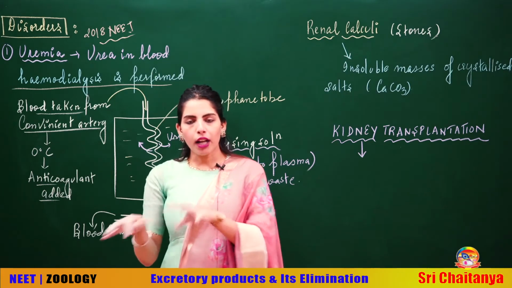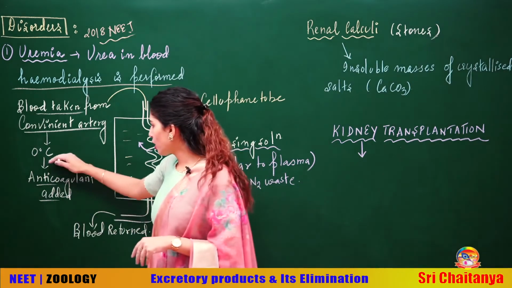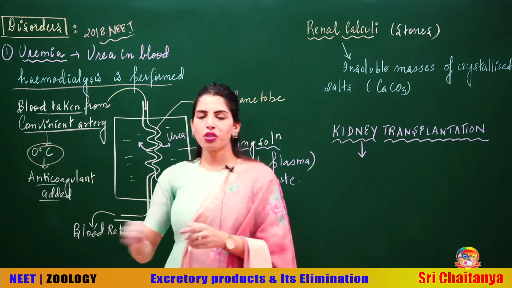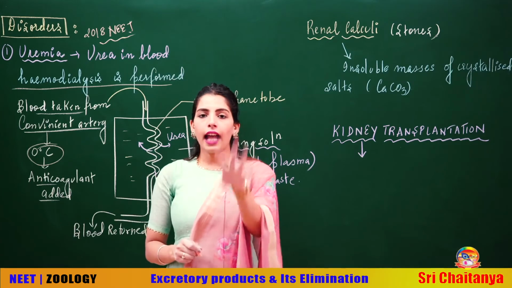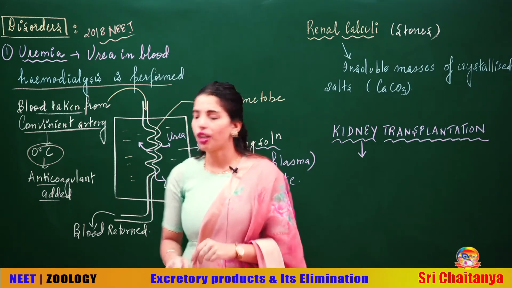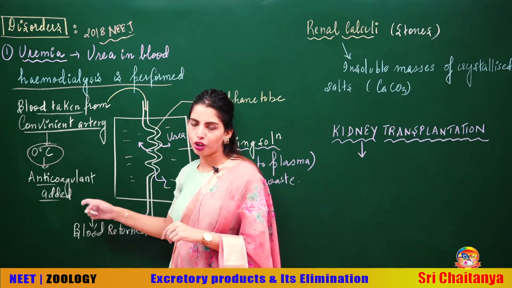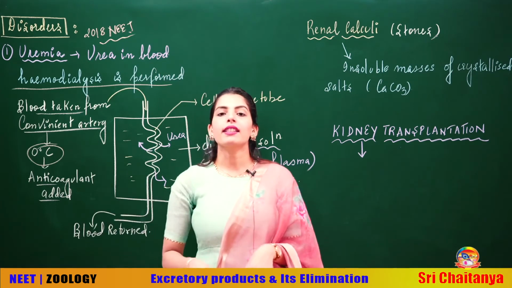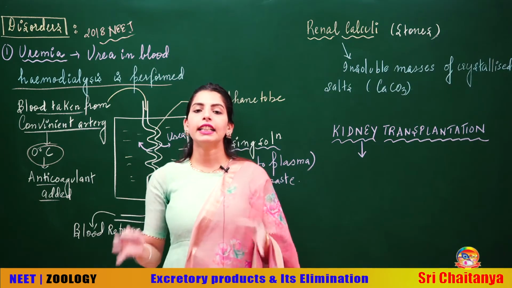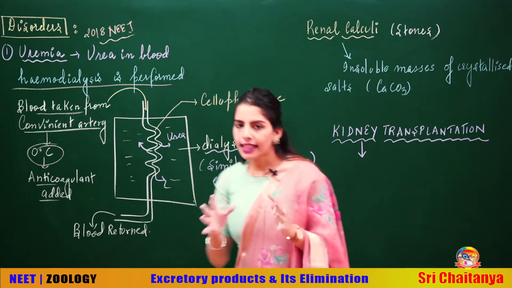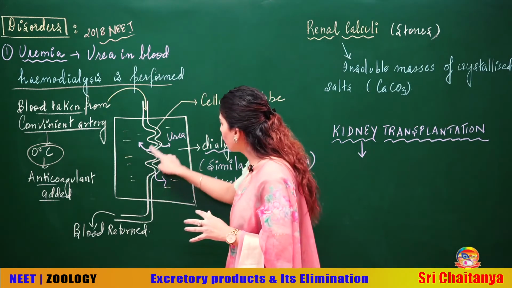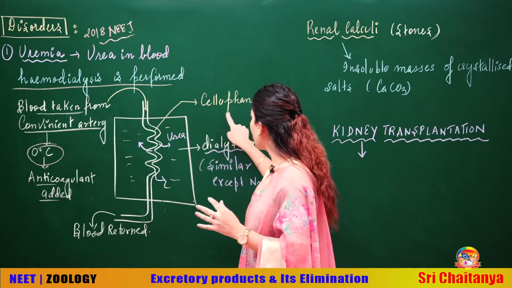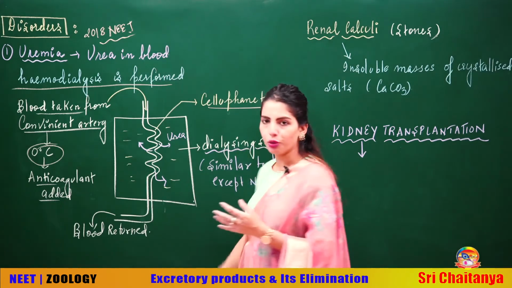And you brought the blood to 0 degree Celsius temperature so that no enzymatic reaction is taking place. Then to prevent any kind of coagulation, you have added the anticoagulant. Now you are passing that blood to an artificial kidney setup. How is the setup? There is a tube through which you pass the blood having a high amount of urea. That tube is called cellophane tube.